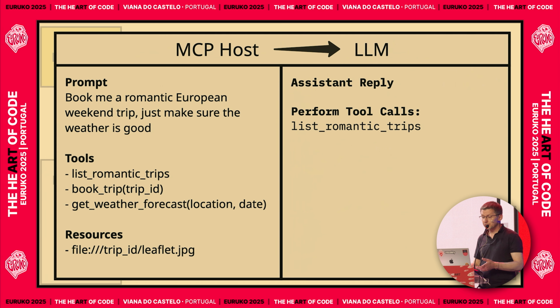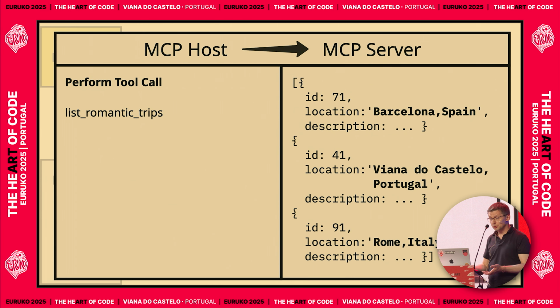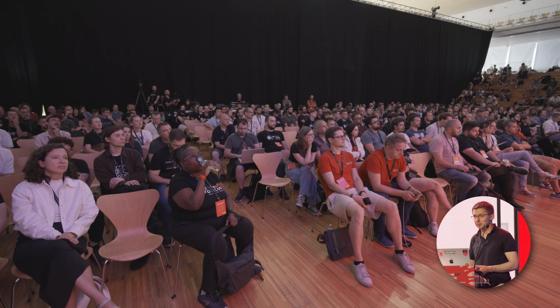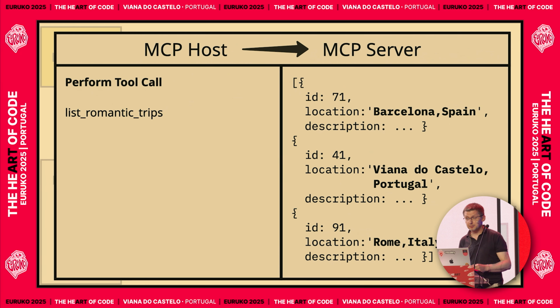What's next? User enters a prompt. Book me a romantic European weekend trip, just make sure the weather is good. This prompt is sent to LLM with all the context, tools, and maybe resources. Now LLM returns its answer, asking the host to call list romantic trip tools. As a result, the host application calls the MCP server to execute this list romantic trip tool, and server replies with a list of possible trips. And this response is a new element of the context of the conversation.